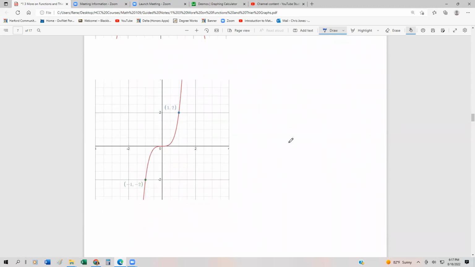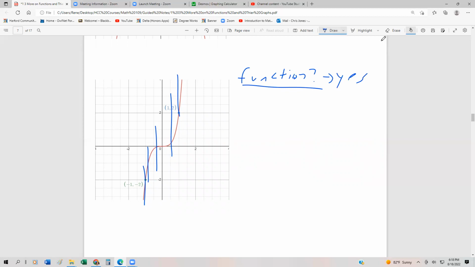Next one we have, this function right here. I say it's a function because, first of all, if I try the vertical line test, it looks like it's going to pass. I know some of my vertical lines are a little bit skewed, apologies, so let's try that again. Yeah, that one's good, that one's good. So we would say function, and yes, it is because it passes the vertical line test. That's easy enough.